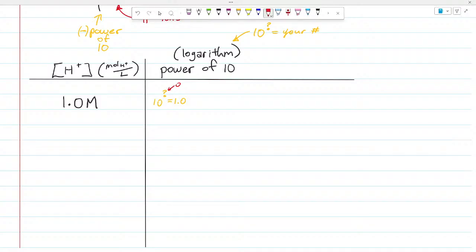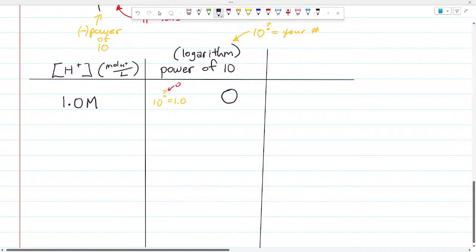So if it says 10 to the exponent 0, that means don't multiply by the number 10, and that equals 1. So this expressed that way is 0. All right?